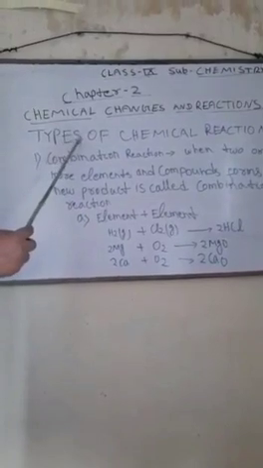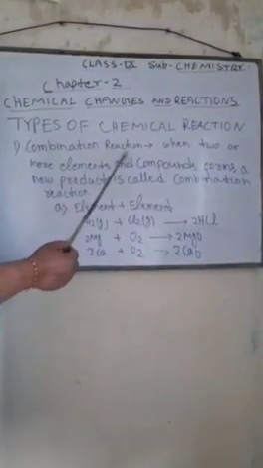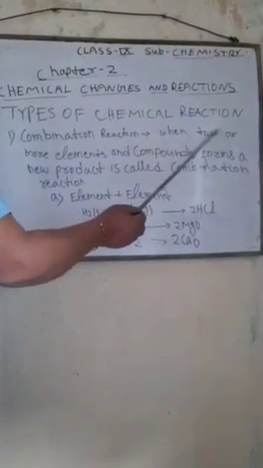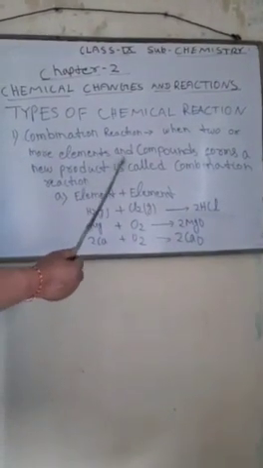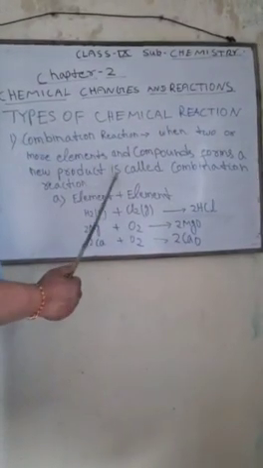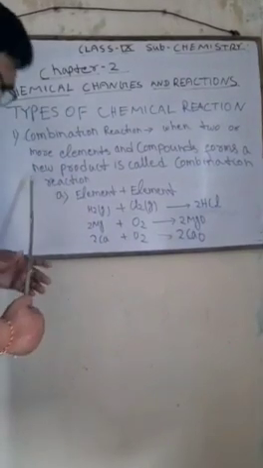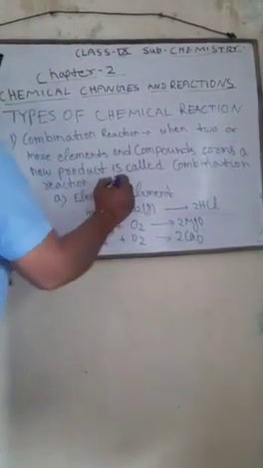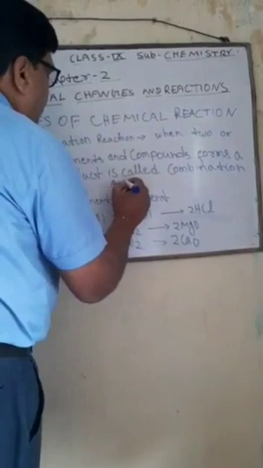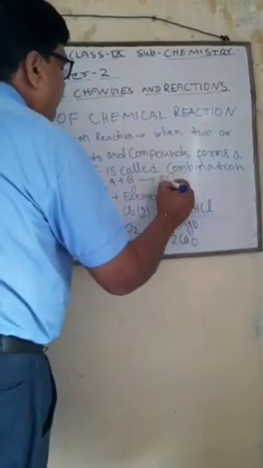The second topic of this chapter is types of chemical reaction. First, combination reaction. When two or more elements or compounds form a new product, it is called a combination reaction. A plus B forms a product AB.